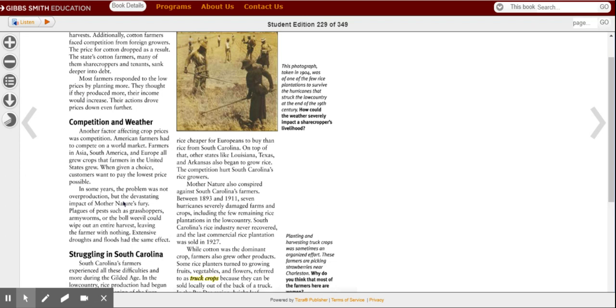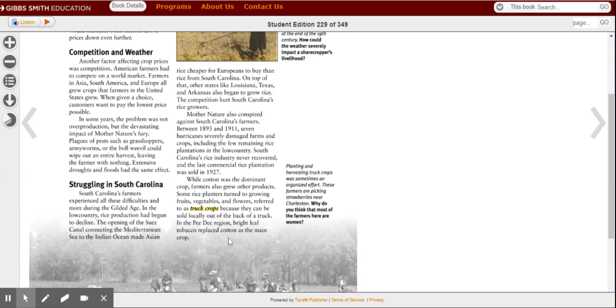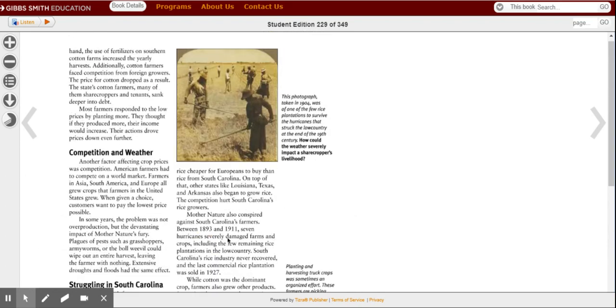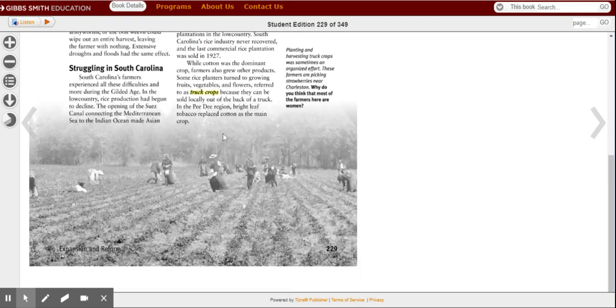Some years, the problem was not overproduction, but the devastating impact of Mother Nature's fury. So plagues of grasshoppers and army worms and the boll weevil could wipe out entire harvests, leaving the farmers with nothing. And extensive droughts and floods had the same effect, destroying the crops. Remember, things weren't automated. You worked the field by hand. You didn't have a tractor with an engine pulling a plow. That's not how this worked back then.